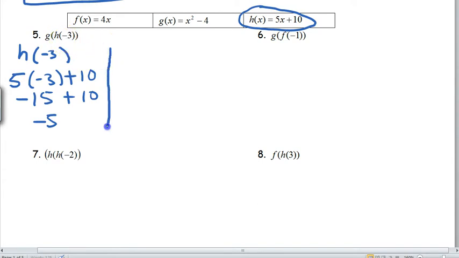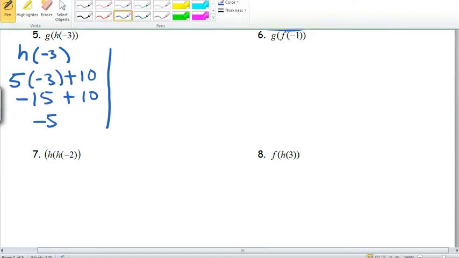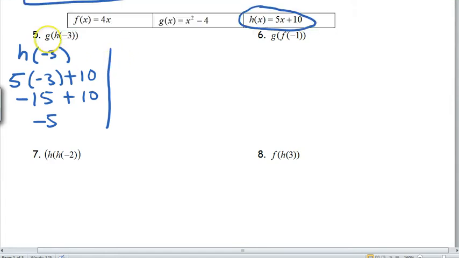Now that I have that, I feel like changing colors. Now I can do the outer function, function g. I'm going to take this -5 and plug that in, because I'm supposed to do g at h at -3. But h at -3 turned out to be -5. So now I can just do g at -5. To me, this is the most straightforward way to do the problem in 2 steps, 2 stages.